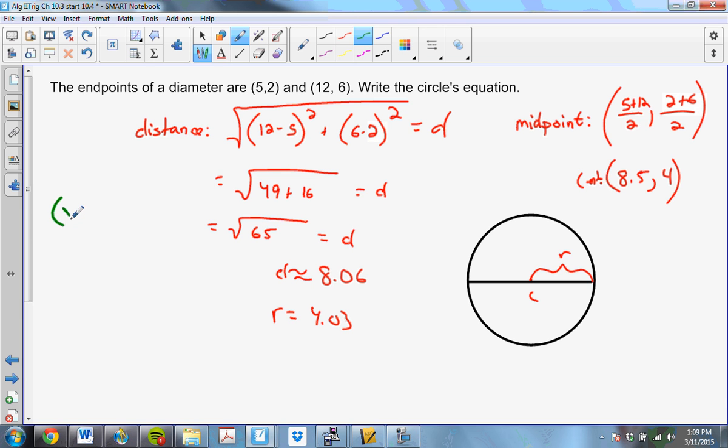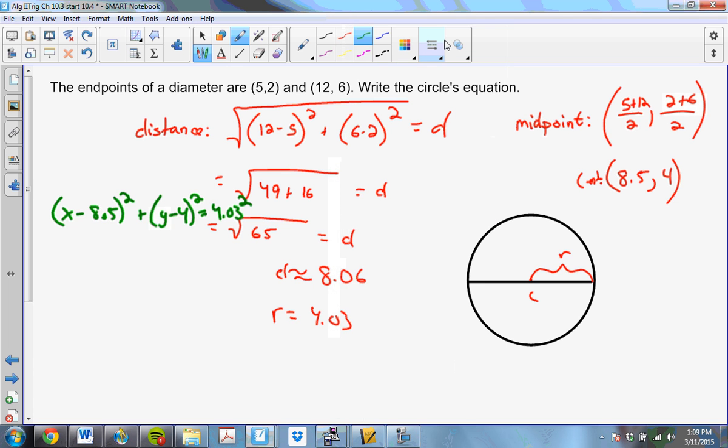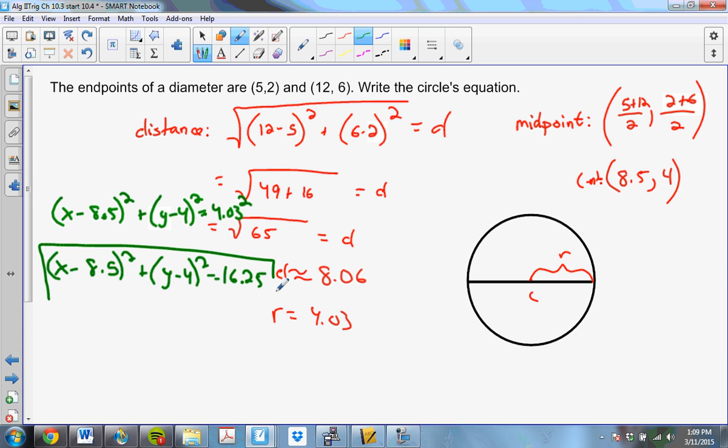So I'm going to have (x minus 8.5) squared plus (y minus 4) squared equals 4.03 squared. And 4.03 squared is not 8.06. Please don't get into that little habit of doubling things again. It should be 16.25. So it's really going to be (x minus 8.5) squared plus (y minus 4) squared equals 16.25. There's the equation of the circle with that endpoint. Yay.